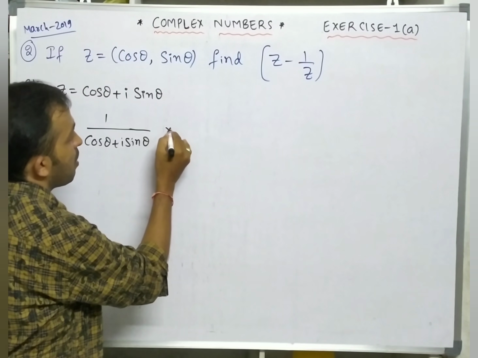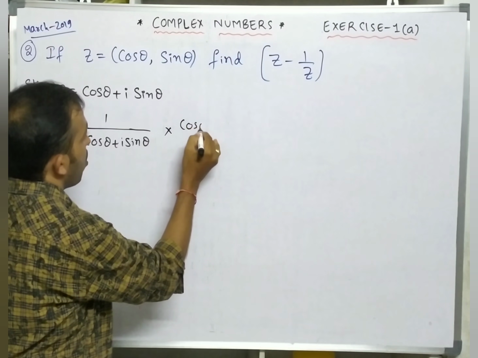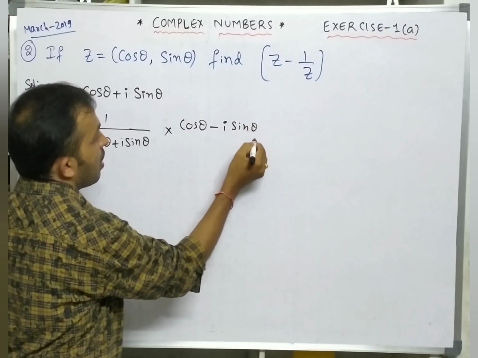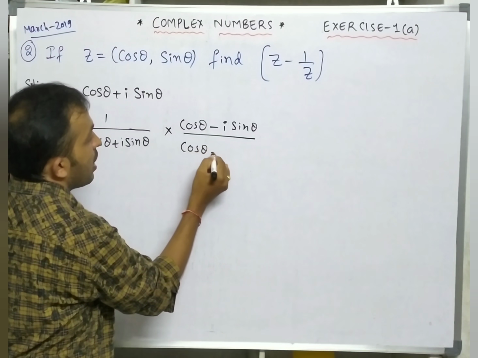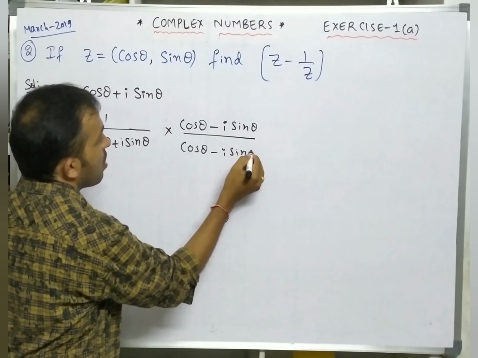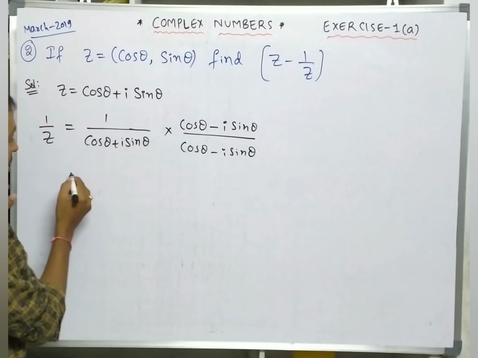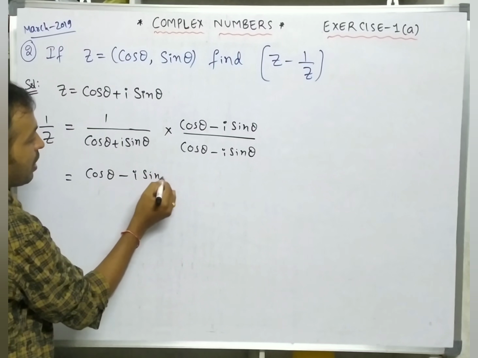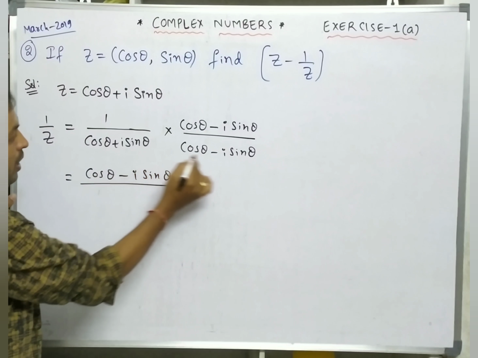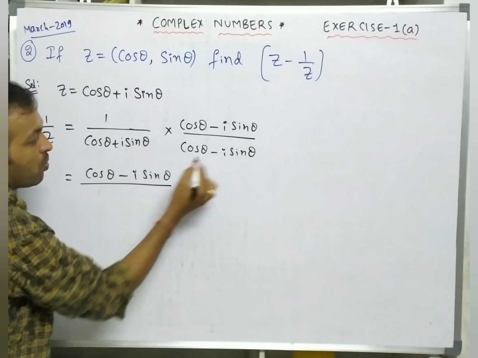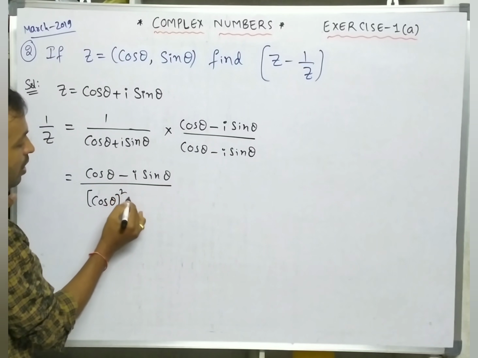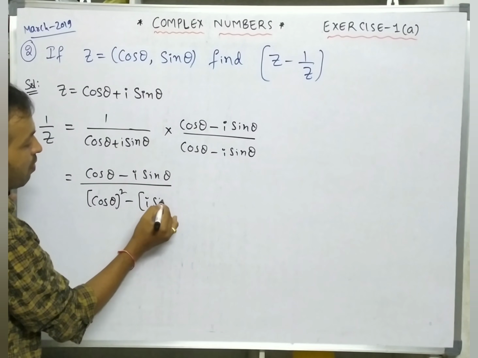So for that, multiply numerator and denominator with the conjugate, that is cos theta minus I sin theta. Multiply numerator and denominator with cos theta minus I sin theta, then it becomes cos theta minus I sin theta by, in the denominator, a plus b into a minus b form. Okay, so that is a square minus b square.